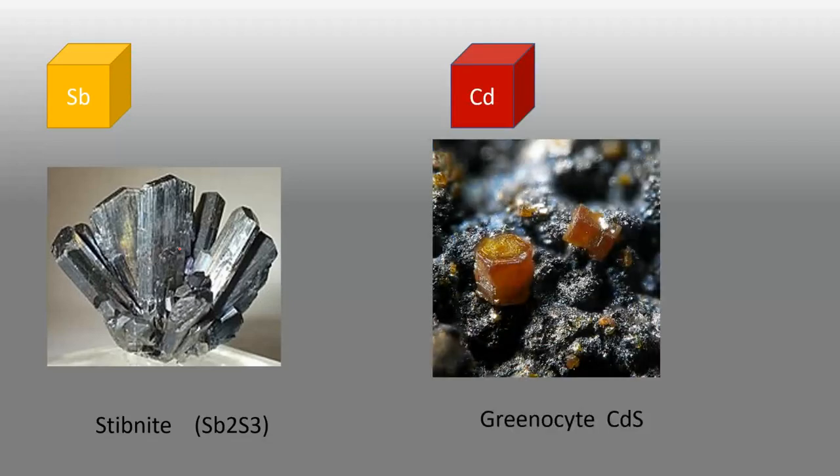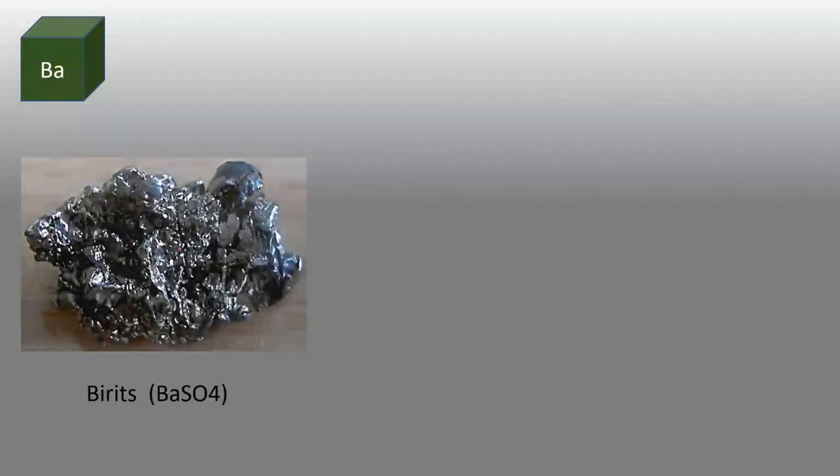Next is cadmium, and cadmium's ore is greenockite, CdS. It's the basic ore of cadmium. Next is barium. It is BaSO4, in sulfate form. Its ore is barite.